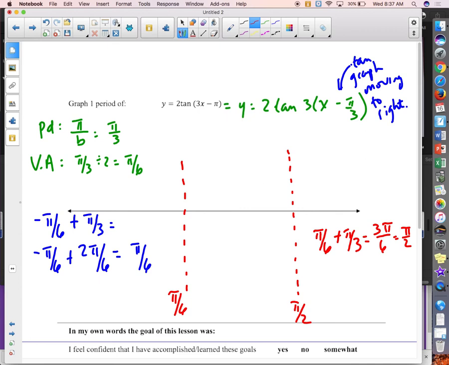So I drew in my vertical asymptotes. That's going to be for one full period, and the distance between those is pi over 3 if you subtract them. Now, I also want to find out my intervals. So the way I'm going to do that is I will take the period length, the pi over 3, and divide that by 4. When I do that math, I get pi over 12.